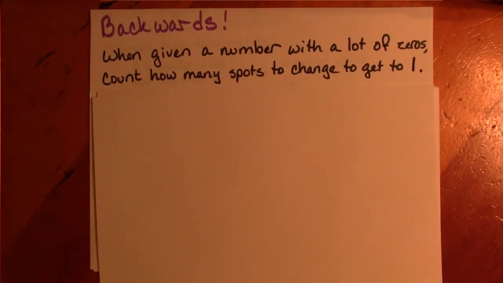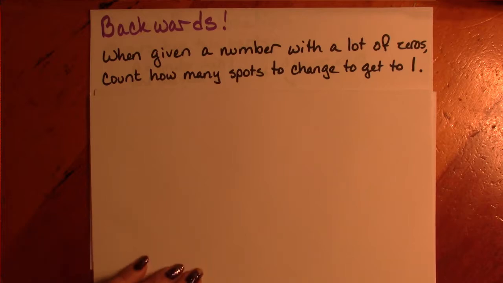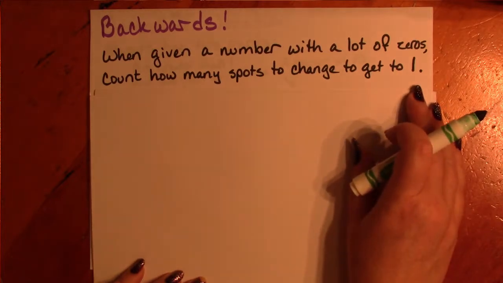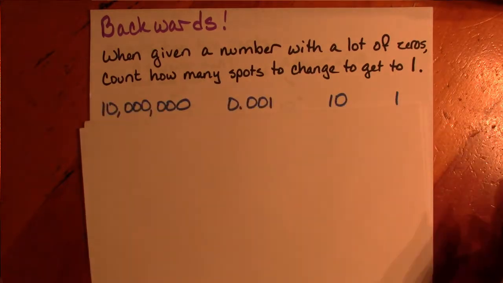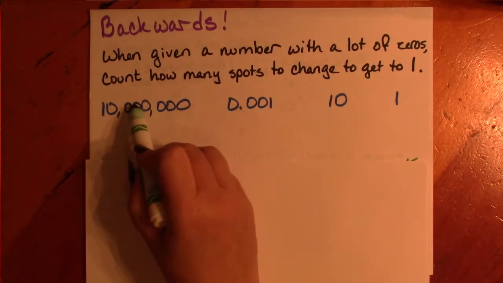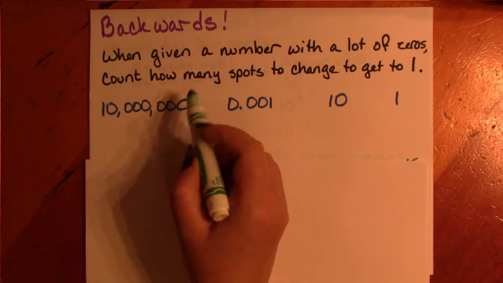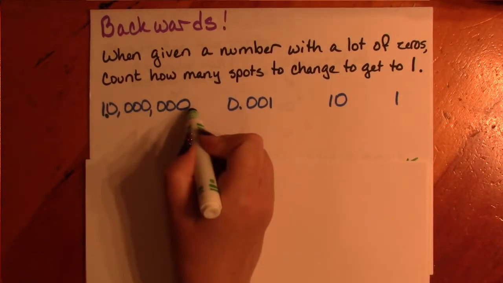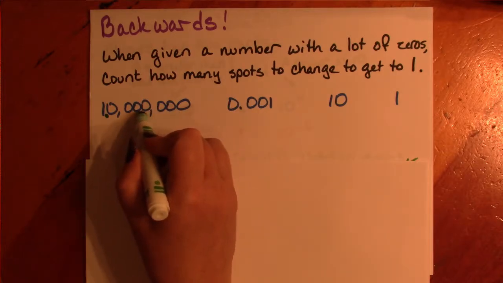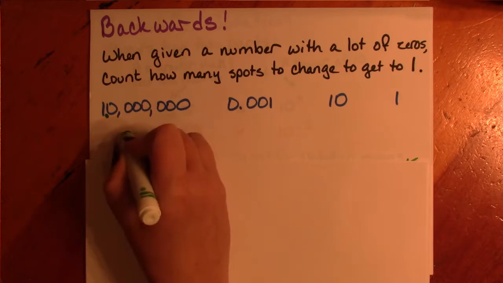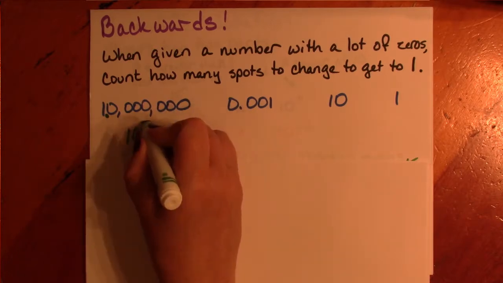Okay? Can we do this backwards? When we're given a number with a lot of zeros, can we count how many spots we have to move the decimal to get it to just 1? So let's try this. I've got hundreds, thousands, millions. I've got 10 million here, and I want to get the decimal point right there. I'm going to move that decimal point 1, 2, 3, 4, 5, 6, 7 times. So this is 10 to the 7th.